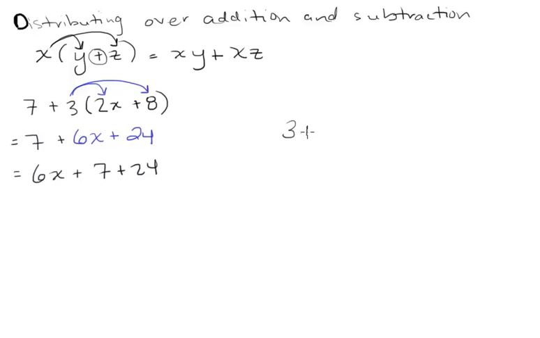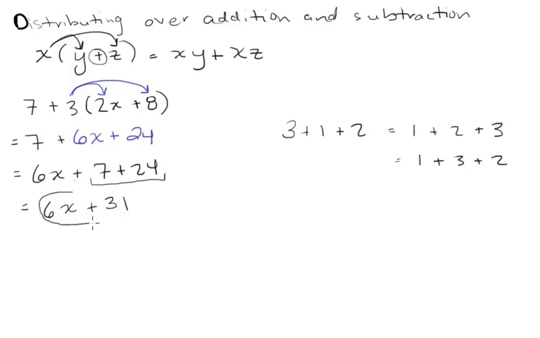If I have 3 plus 1 plus 2, I can rewrite that as 1 plus 2 plus 3 if I wanted to, or 1 plus 3 plus 2. It's the same thing. All I'm doing, it's called commuting, so I'm moving these terms, and I haven't changed my answer. So now I can see, well, let's associate this 7 and 24. So I can add those together, and I would have 31. So this is my simplified expression.